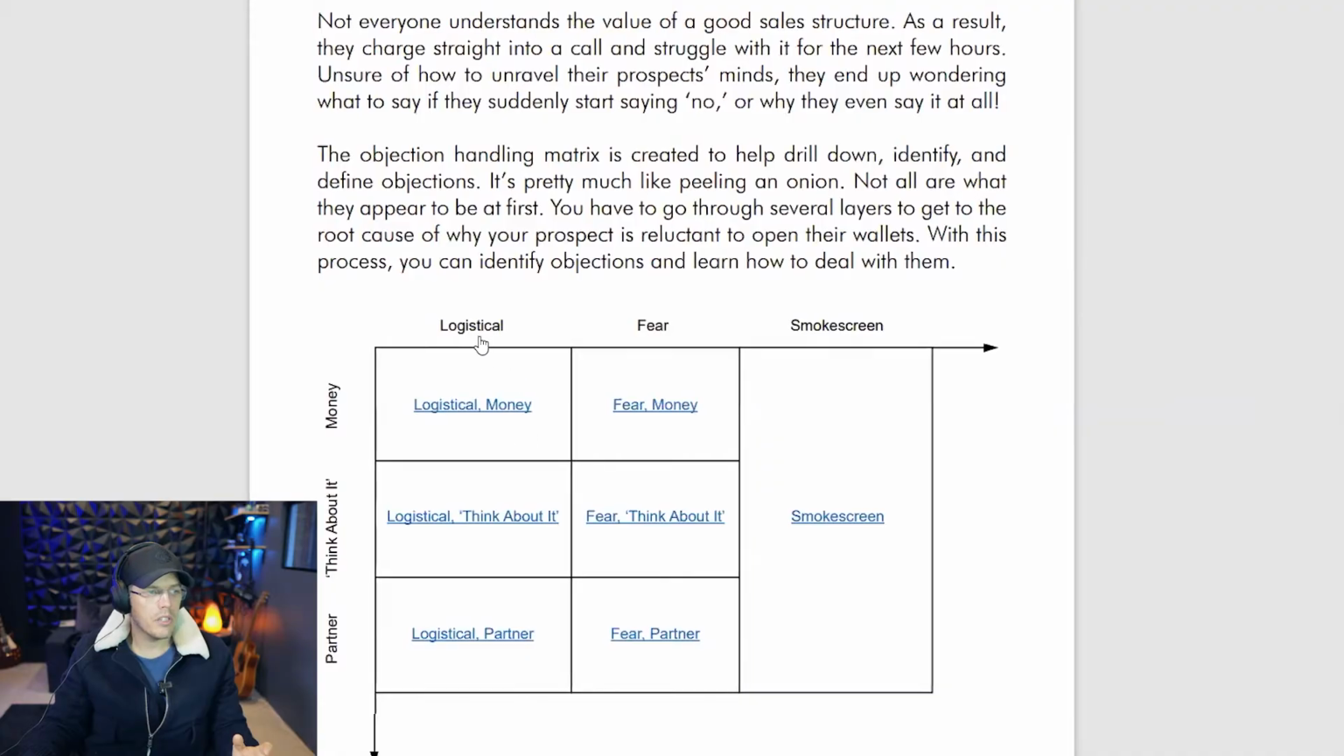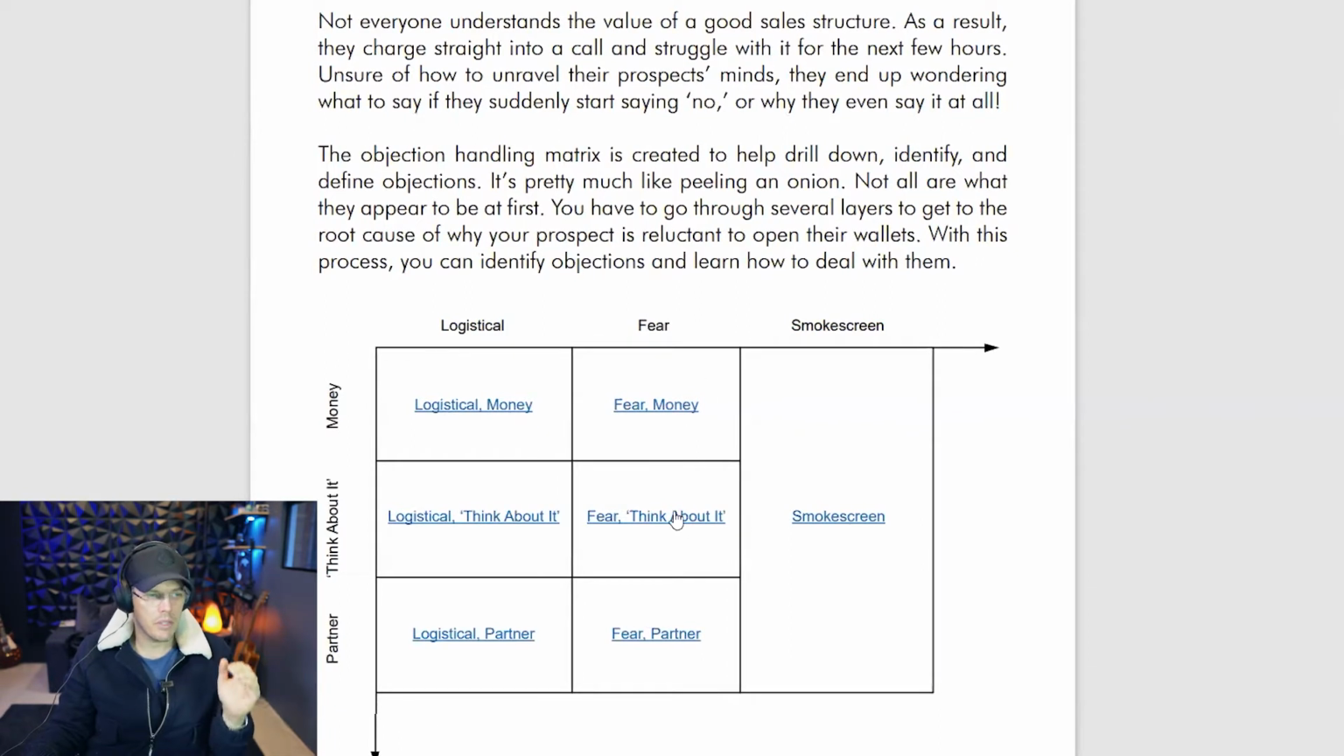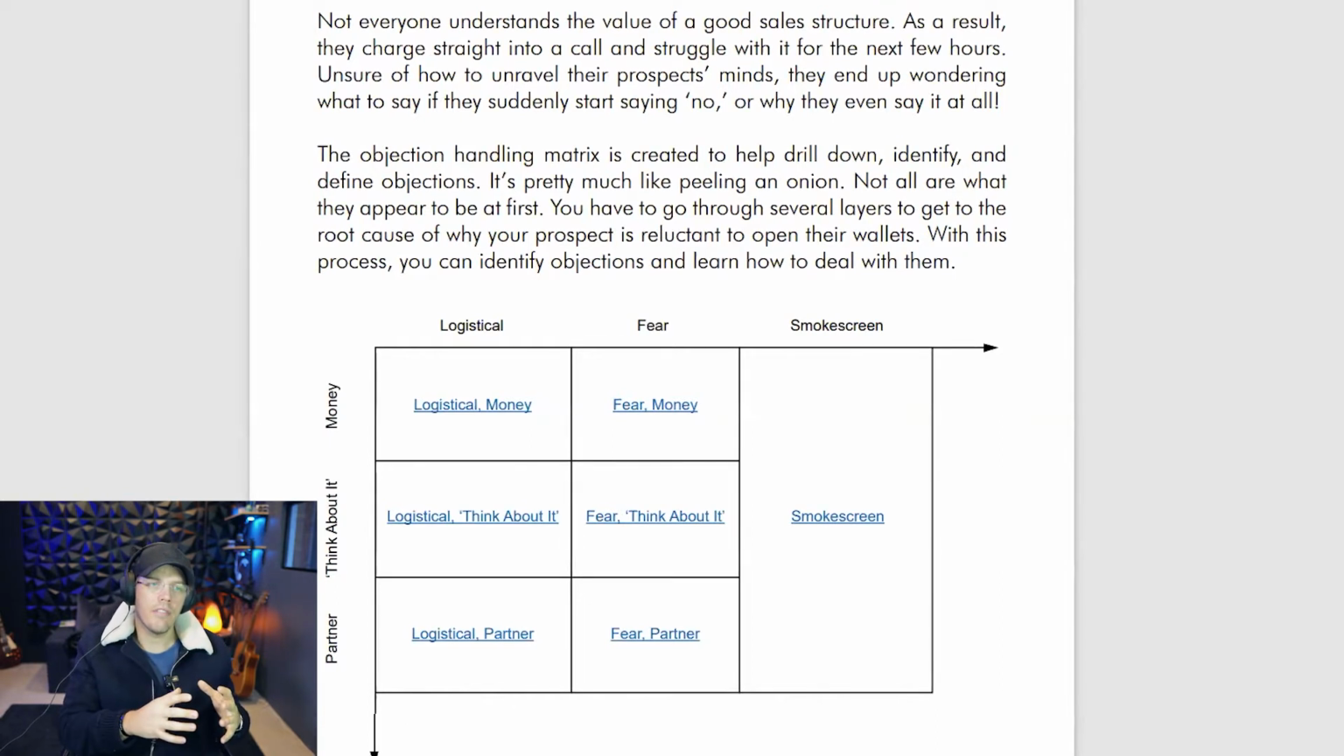We have money logistical, think about it logistical, partner logistical, okay? Those are all different things. And then we have fear-based money, fear-based partner, fear-based think about it, okay? So we need to clearly identify logistical versus fear, and we always need to assume it's logistical first, but then have a pathway to deal with each logistical objection as it comes, and then transition into a different style of objection handling.